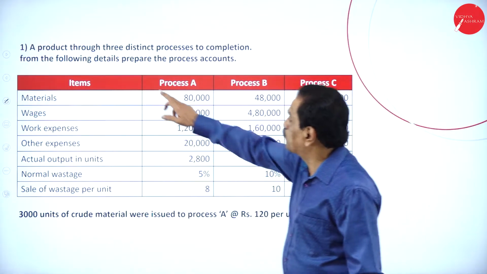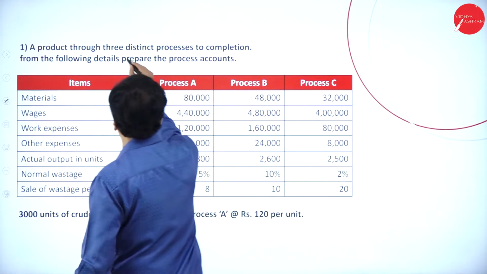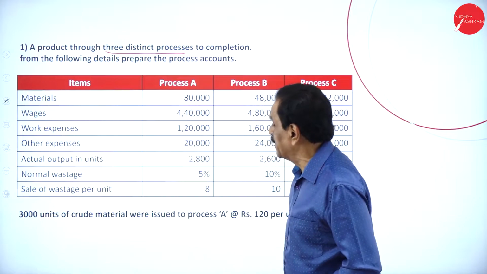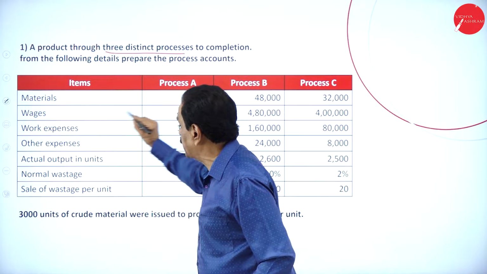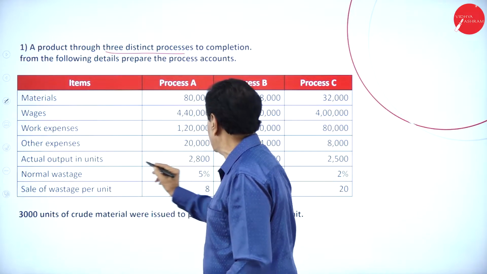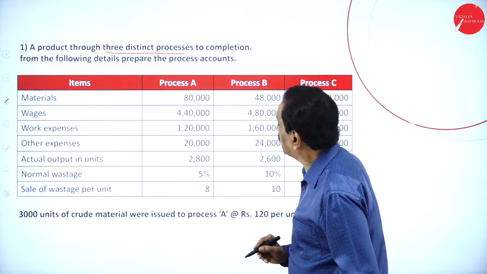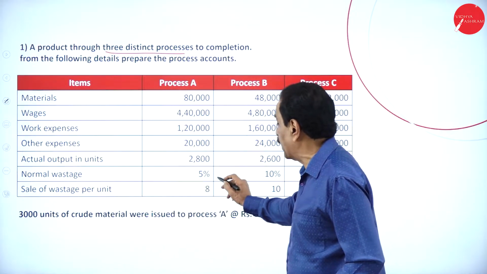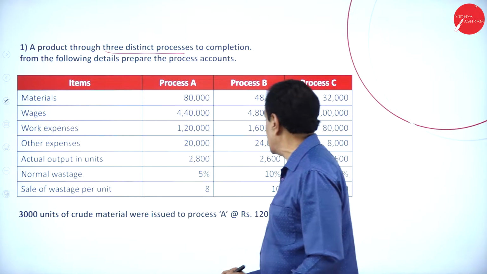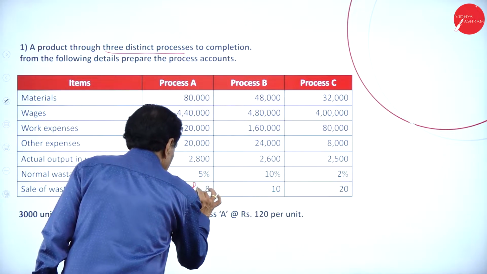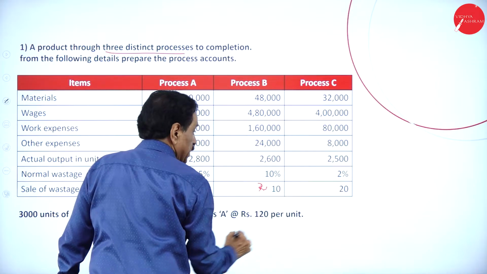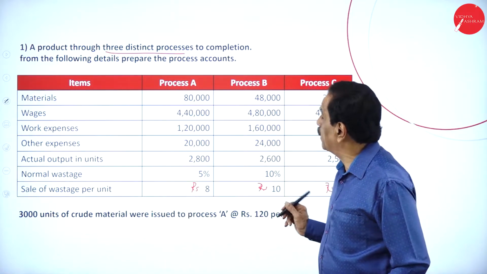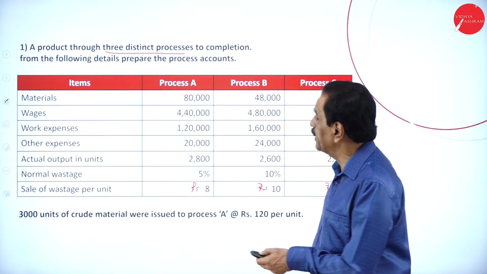You go to the problem. A product passes through 3 distinct processes to completion. From the following details, you go with process A. Here, material 80,000, wages, work expenses, other expenses. Actual output here is 2,800, and 3,000 units have been introduced. Normal wastage is 5%. Wastage per unit is rupees 8. This is per unit. Rupees 8, rupees 8, rupees 20. So how many units have been introduced? 3,000 units have been introduced. We'll move to the problem. I will explain.